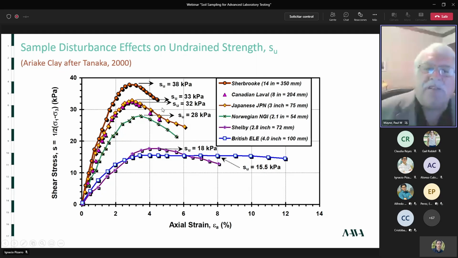And so you have to be aware of this, because otherwise you're going to be getting the wrong answer, making the wrong decisions about your project if you're not able to properly capture the undrained shear strength profile of the clay soils at your site. Next.